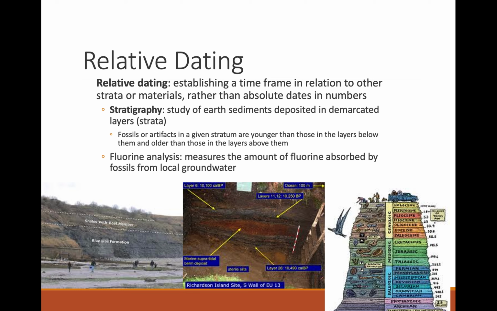Fossils and artifacts in a given stratum are younger than those in the layers below them and older than those in the layers above them. This is the law of superposition, right? Older things are deeper down. Newer things are closer to the surface. So we can look at where the material remains that we find are buried, what they're above, what they're below, to determine a relative time frame, let's say, this Pliocene age range, right?